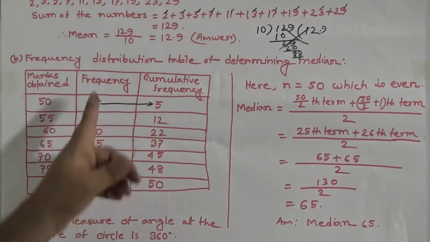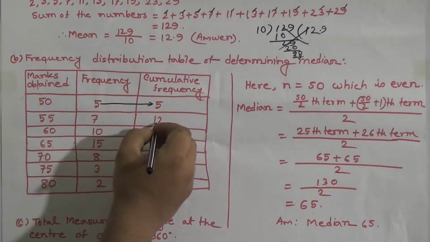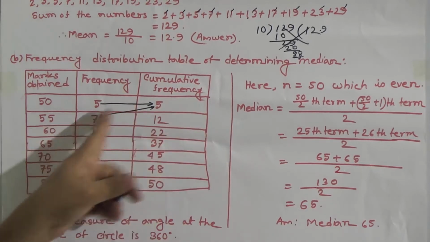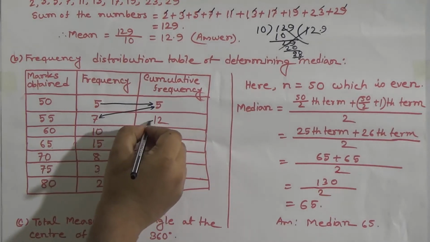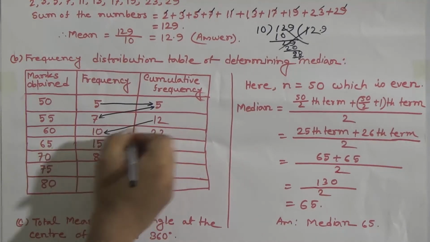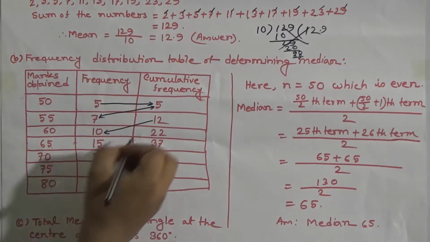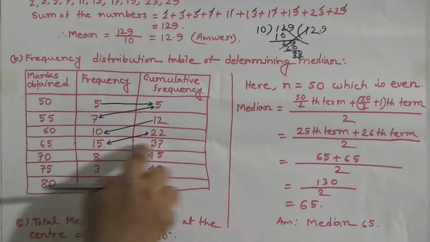Cumulative frequency for this, 5, I write here 5. After that, to find out the next number, at first we add the 7 with 5. 7 plus 5 is 12. Okay. Then to find out the third number, we add that number with 10. That means 12 with 10. We get 22. After that, we add 22 with 15 and we get 37.